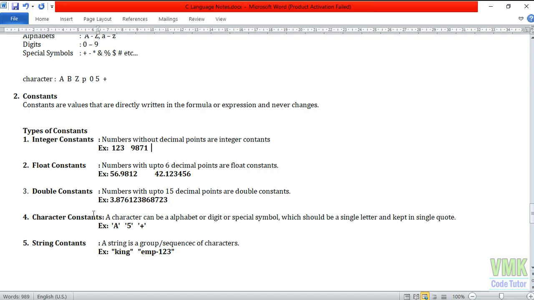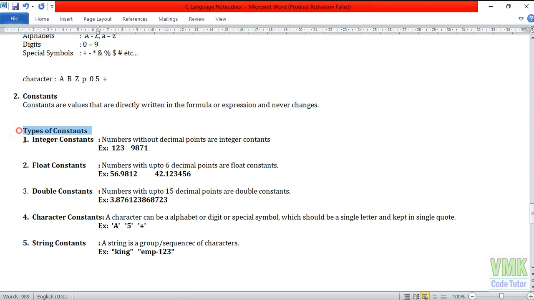The fifth one is string constant. What is a string? A string is a group or sequence of characters. Example, king. Multiple characters are present, therefore I kept it in double quotes. Now king is one string. A string is a group of characters, which can be alphabets, special symbols and digits. So a string is a combination of alphabets, special symbols and digits, put in double quotes. This is a string constant.